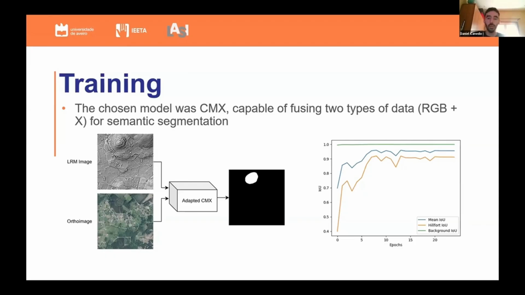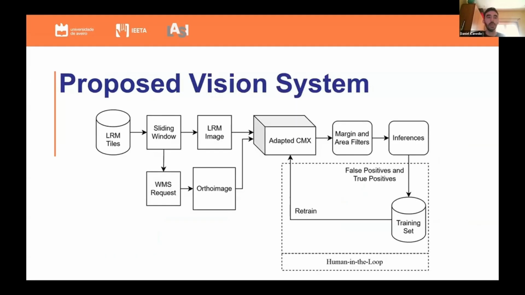Then we proceeded with the training, and you can see the results of that training in the graph on the right. After having the model trained, we built our pipeline. We start with the local relief model tiles where we want to deploy our model. With a sliding window, we sweep through all those tiles. This sliding window has real-world coordinates. With those coordinates, we are able to do a web map service request to obtain the satellite image, and then we feed those two images to the model.